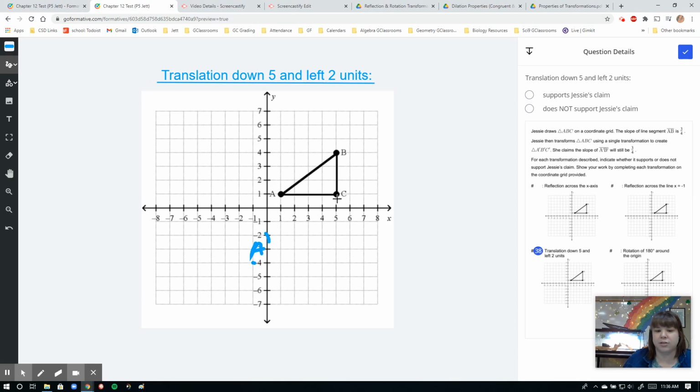For this one, again, you just do the same thing. Down 5, 1, 2, 3, 4, 5, and then left 2, 1, 2. So that's going to be our C prime. And then B, again, down 5, and then to the left 2, and that'll be our B prime. We need to connect the dots.